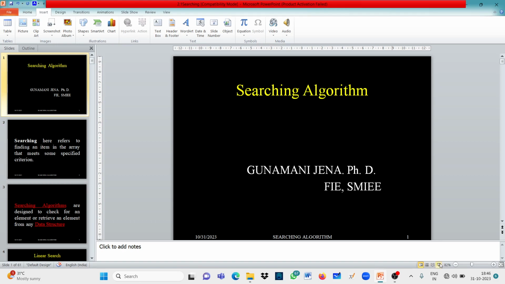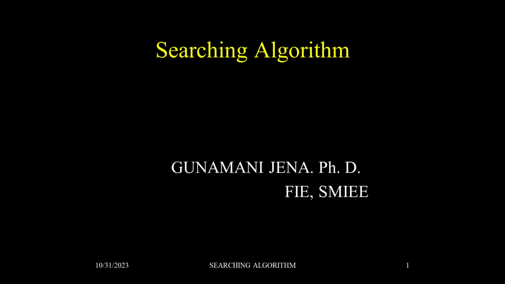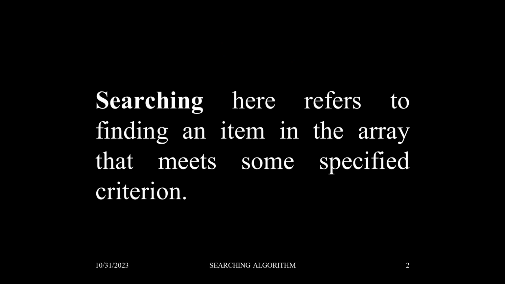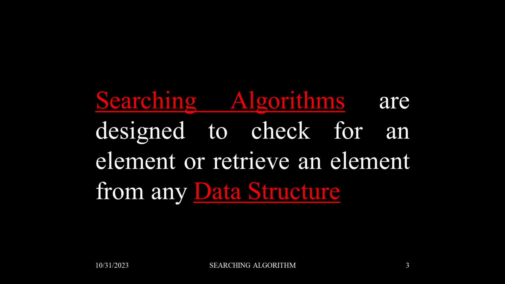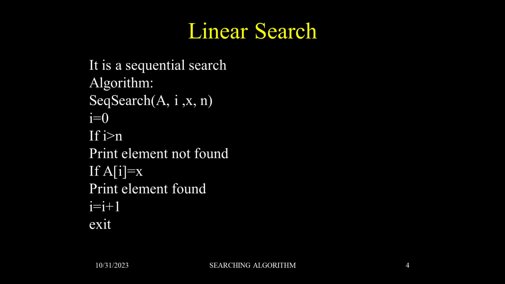Searching and sorting are two important algorithms, and in this video we will be covering the searching algorithm. Searching algorithm here refers to finding an item in an array that meets some specified criteria. When some criteria is met, based on that we can find some item. Searching algorithms are designed to check for an element or retrieve an element from any data structure. That is the purpose of the searching algorithm.